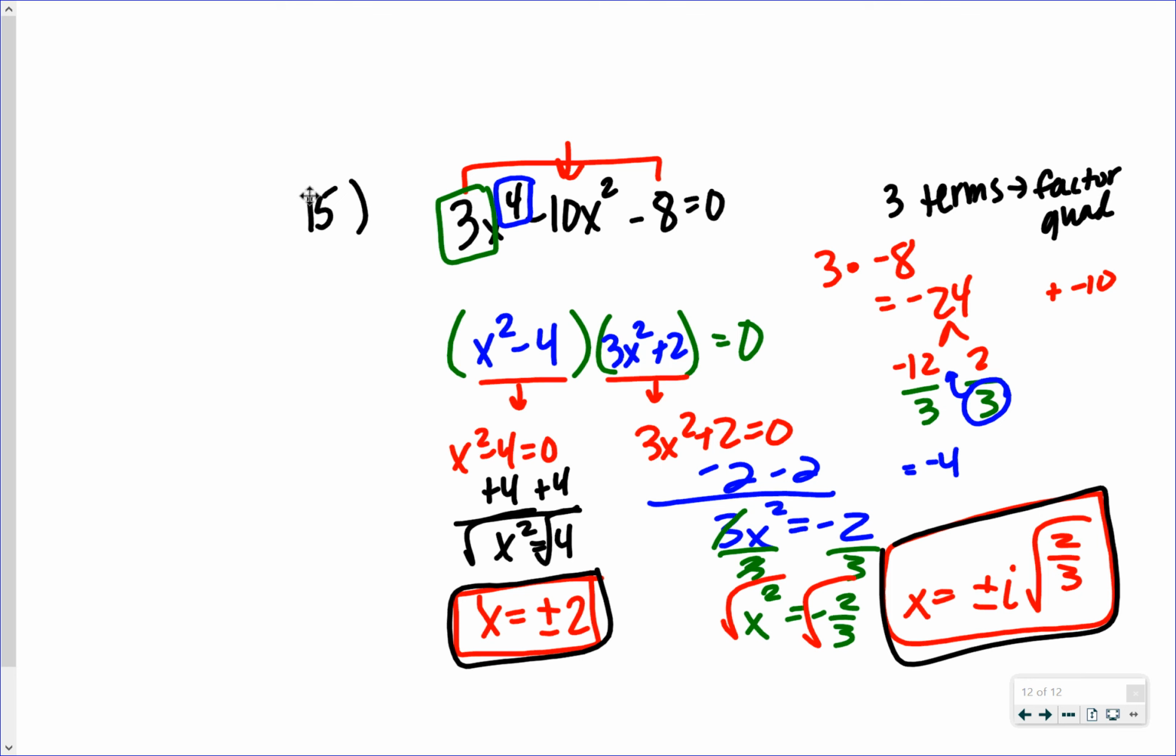Almost there. We got 16, 17, and then the rest of them get a little bit easier. 16 is 3x cubed plus x squared minus 27x minus 9 equals 0. So first thing I'm going to do, I have 4 terms. This means I'm going to group it.